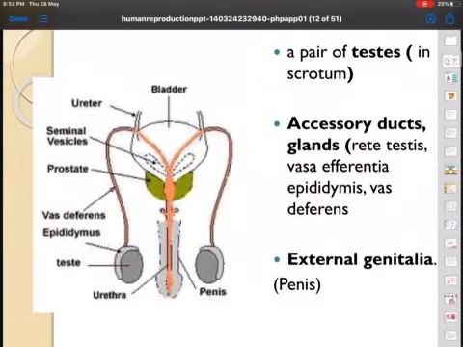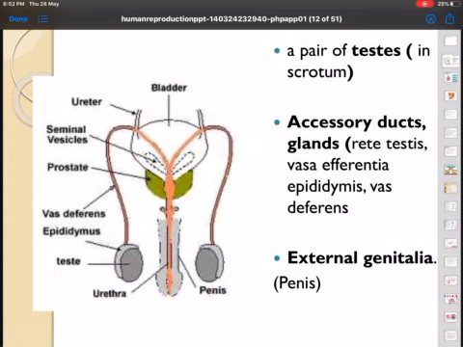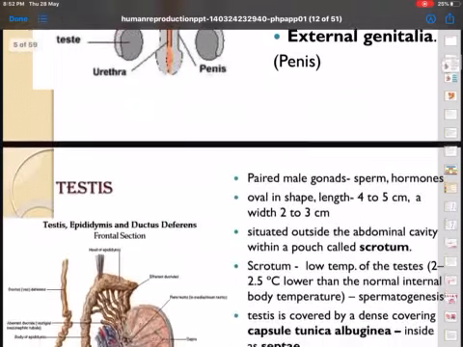And now a pair of testes, of course, as we discussed, is the gonads, and you can see they are situated on the side. And the accessory ducts: rete testis, vasa efferentia, epididymis just covering the testis, and vas deferens, a tube-like structure that goes all the way from testis to the external genitalia, the penis, in the form of urethra.